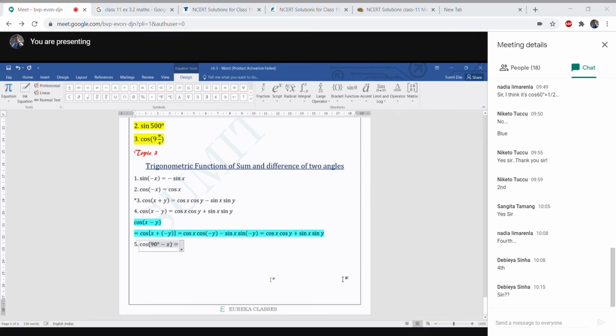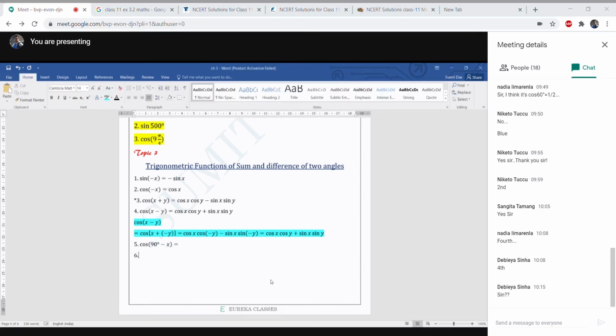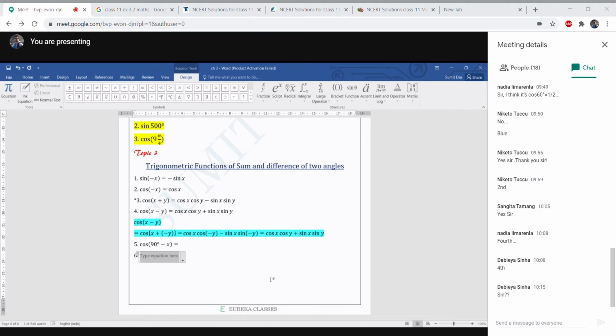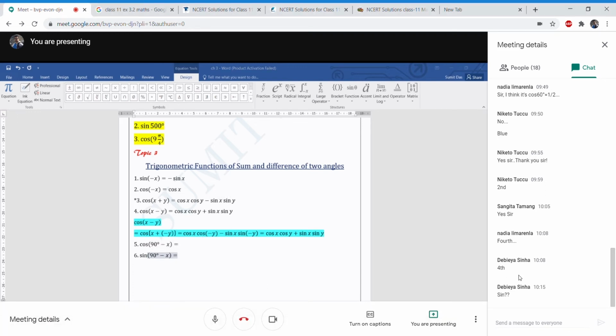Fast. Let me know. Questions 5 and 6 are class 10. Cos 90 degree minus x and sine 90 degree minus x, what will be the value? Cos 90 degree minus x, first let me know. Everyone forgot or what? Everyone sleeping or what?